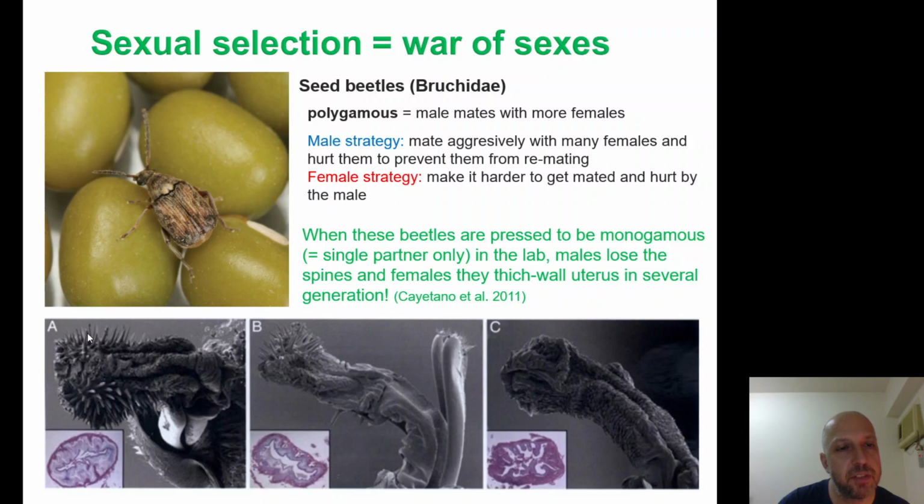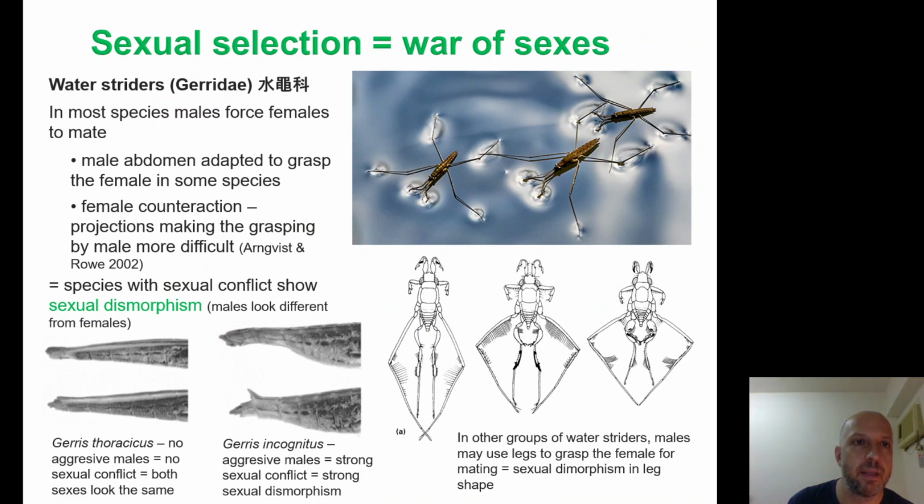Originally, the genitalia was very spiny, and the wall of the female genital system was very thick. Once they were pushed to be monogamous, mating only one male with one female and not allowed to do anything else, over many generations the size of the spines of the male genitalia got smaller until they disappeared, and the thickness of the female genitalia wall got less and less thick, right? So it was nicely shown that these structures are really correlated and connected with the aggressive polygamous behavior of the males in this species.